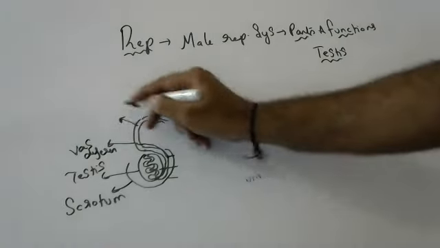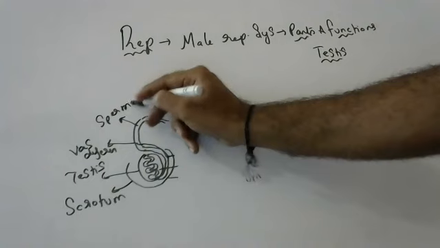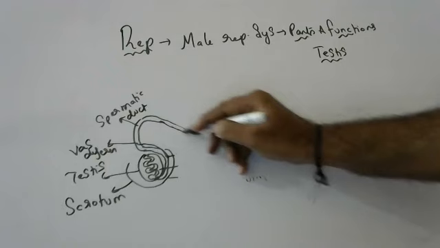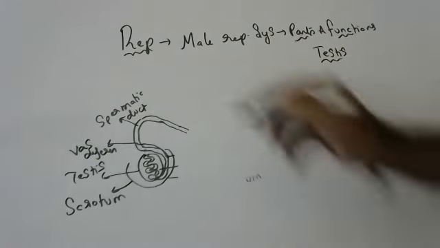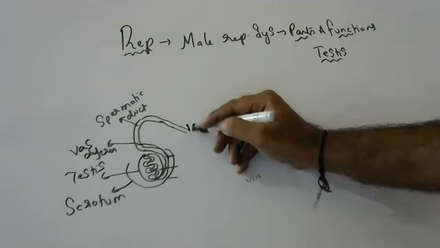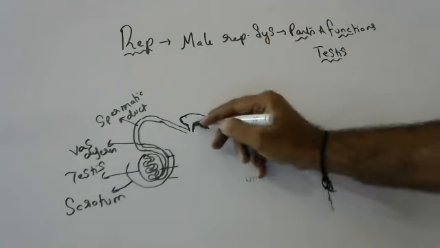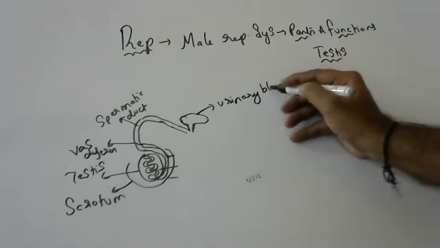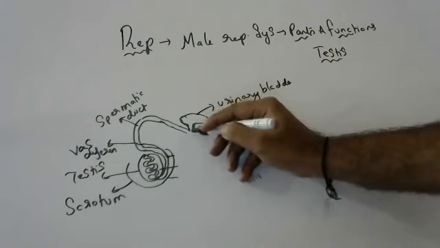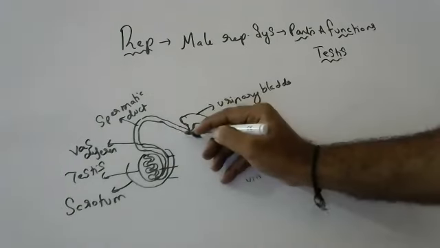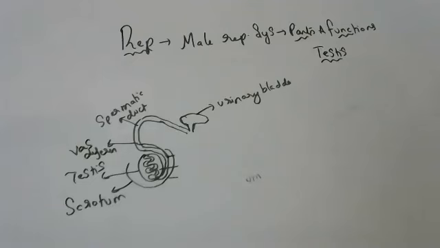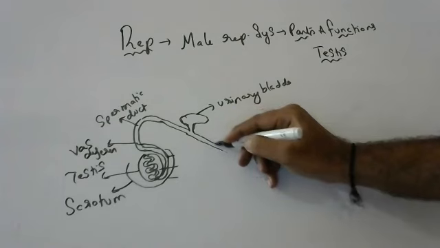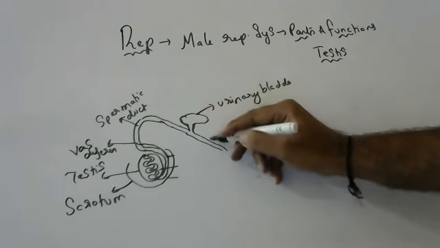Now this is called the spermatic duct, and it will come like this, children. At one junction, the spermatic duct will take the opening from the urinary bladder. Once it takes the opening from the urinary bladder, it is no more called the spermatic duct. Now, children, it is called the urethra.